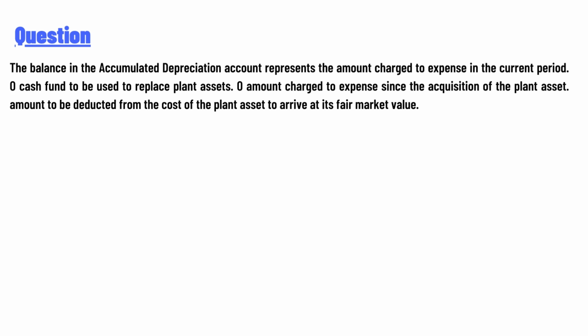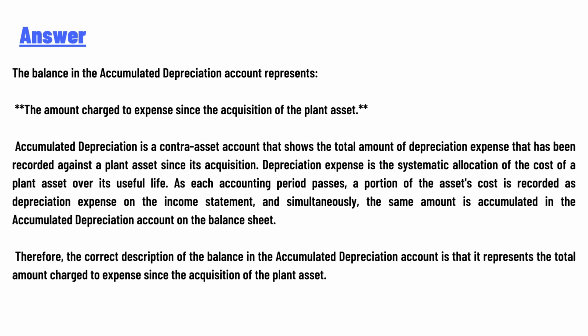And the answer to the question is: the balance in the accumulated depreciation account represents the amount charged to expense since the acquisition of the plant asset. Accumulated depreciation is a contra asset account that shows the total amount of depreciation expense that has been recorded against a plant asset since its acquisition.